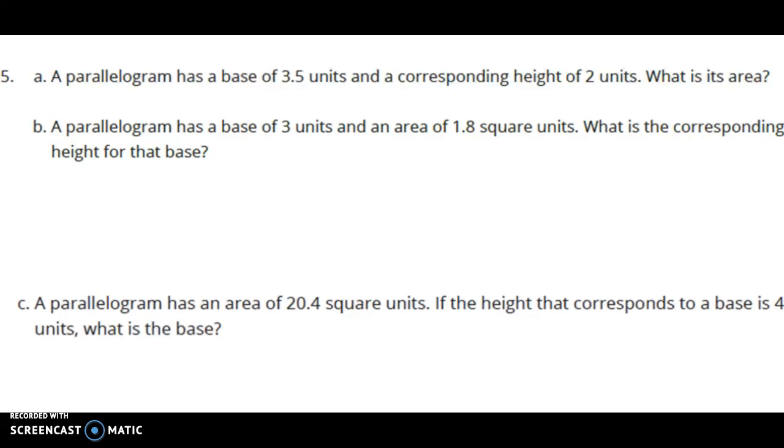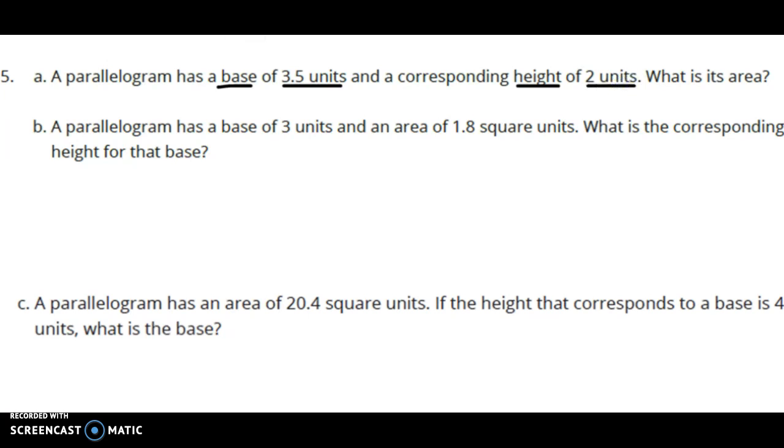5 is actually review. I'm going to do part A with you. You're going to do B and C on your own. So it says a parallelogram has a base of 3.5 units. So I know the base is 3.5 and a corresponding height of 2 units.